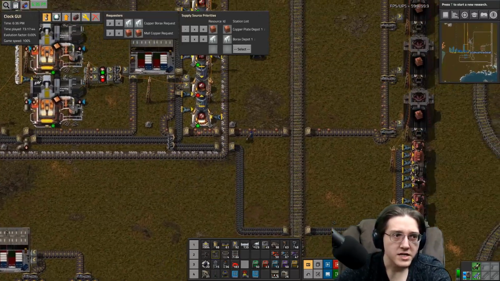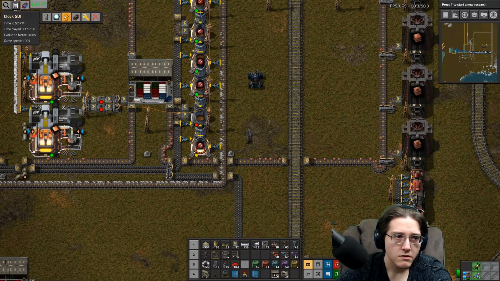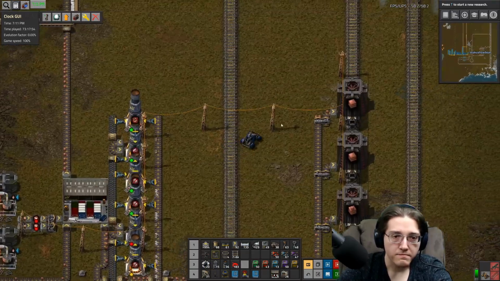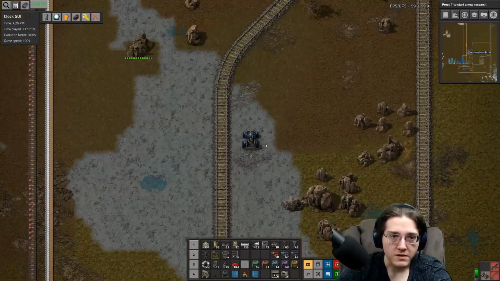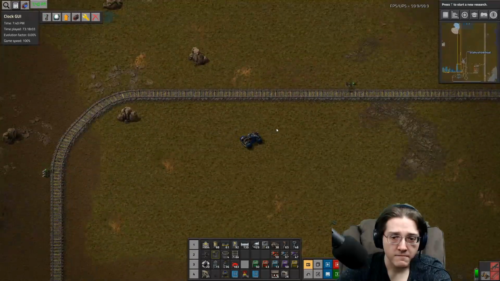But regardless, I need to go and add the... There you go. Just cleaning that up. I need to have a way for it to get back to its supply, because it is an incomplete circuit right now.